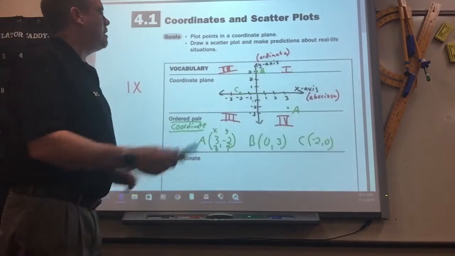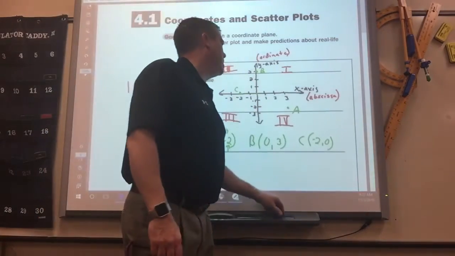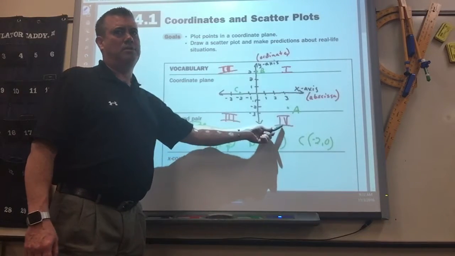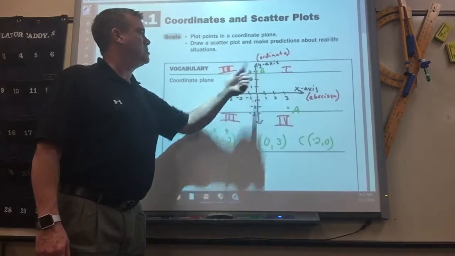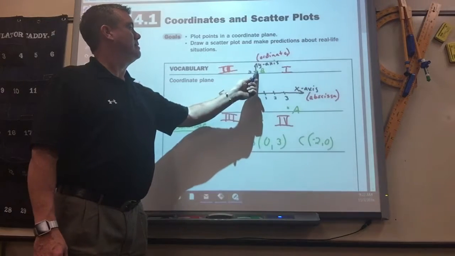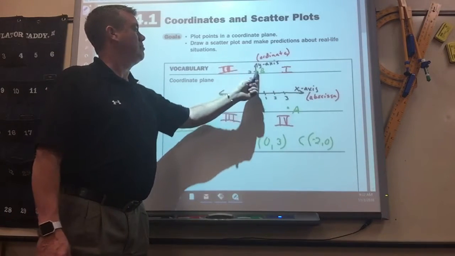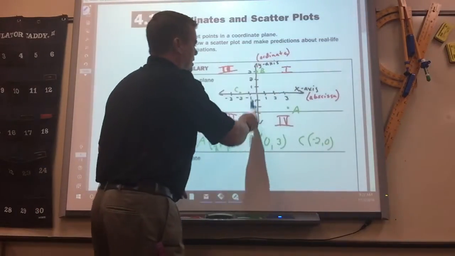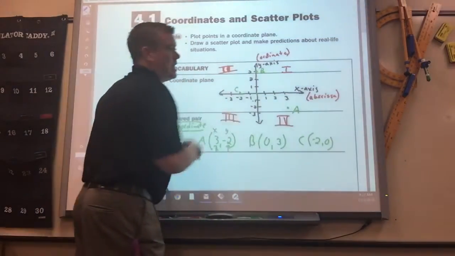Yeah. Okay. Now if they ask for a location of a point, you would say A is in quadrant 4. What's the location of B? Quadrant 1. No. The y-axis. Oh. The location of C is the x-axis.